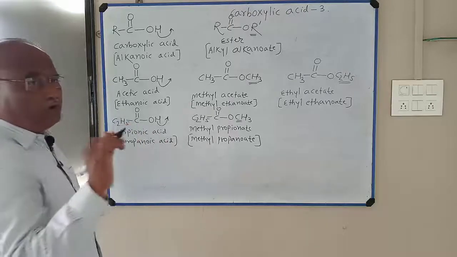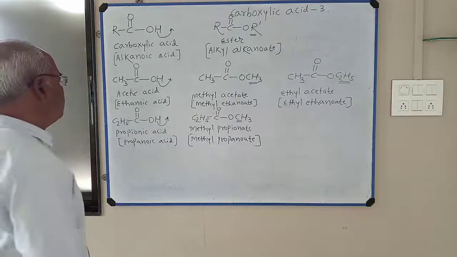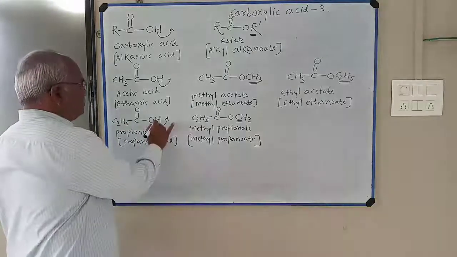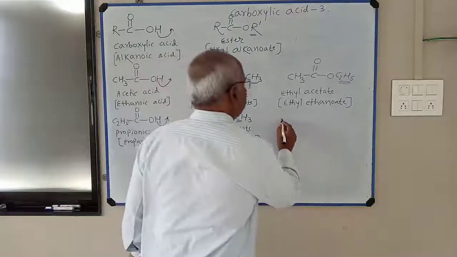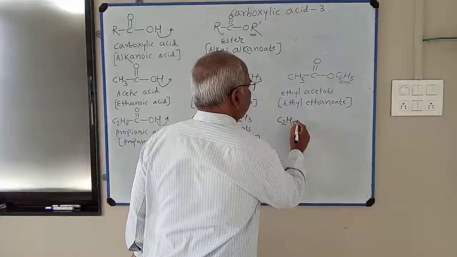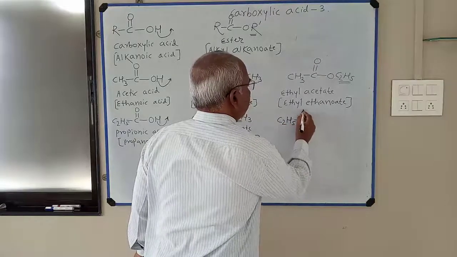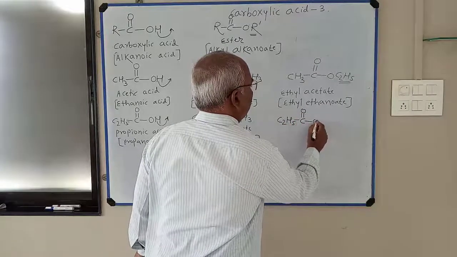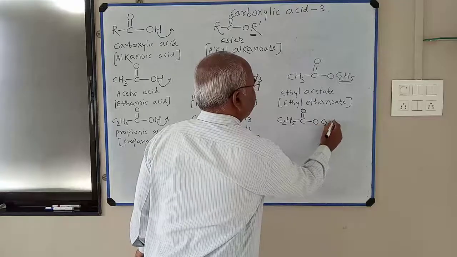Similarly, one more example I am going to take. Remove this hydrogen and replace it by an ethyl group: C2H5, C double bond O, O, C2H5.